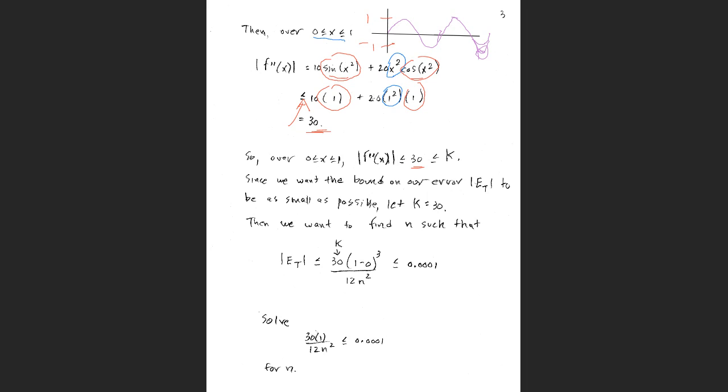It'll want that. And so therefore, the bound on the error for the trapezoidal rule is equal to 30 times (b minus a) cubed, that's 1 minus 0 cubed, over 12n squared. That's right.